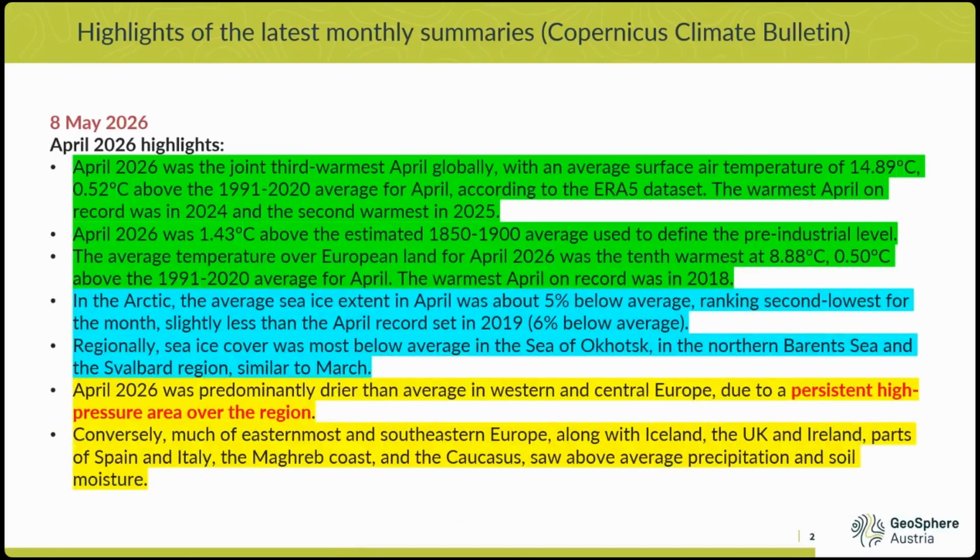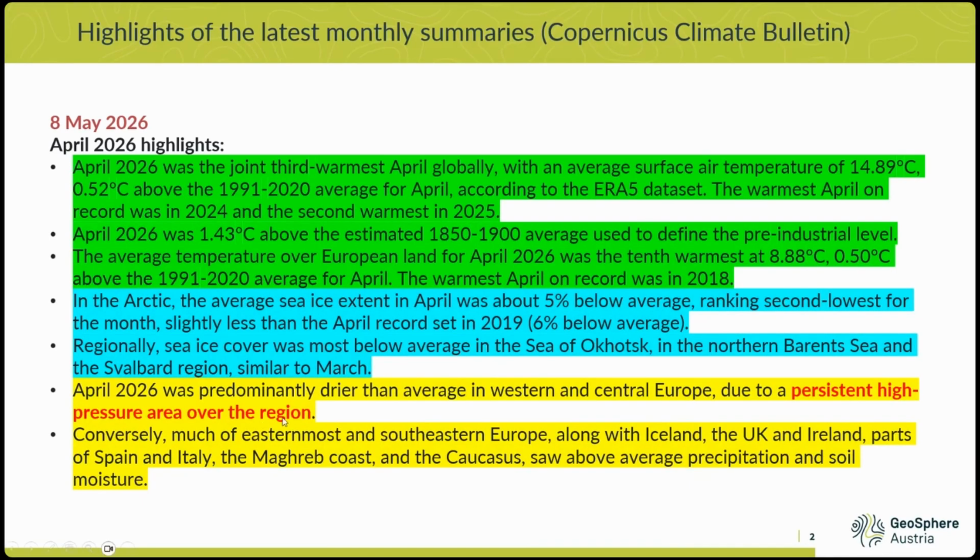So I started with the Copernicus Climate Bulletin that is issued every month. And here it is. It first states the average temperature, which is again too high. April was again the third warmest April since a long time. Then in blue, they mention a little bit the ice extent on the sea, which is below average, as is expected because of the climate warming.